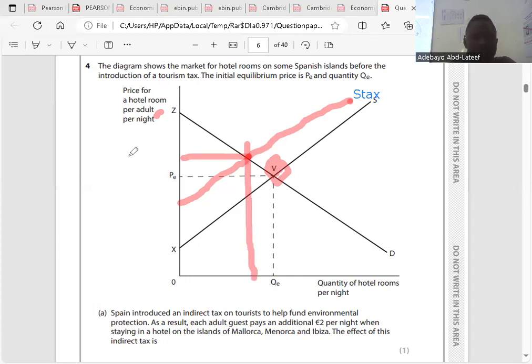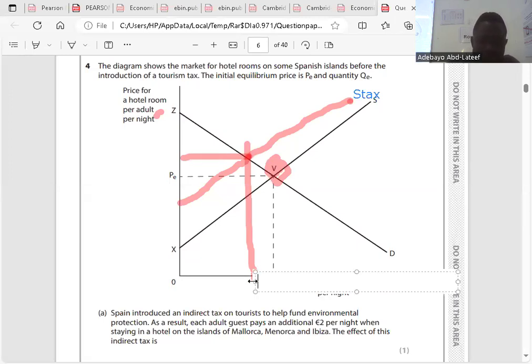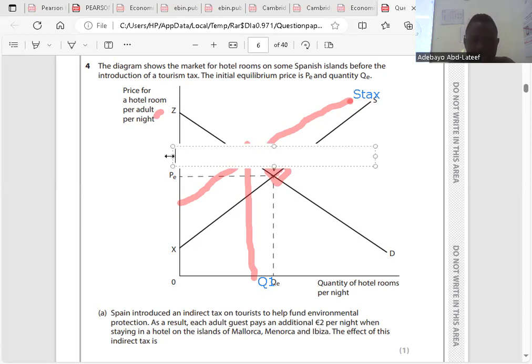So there's going to be a leftward shift in quantity from QE to Q1 as a result of an increase in tax. As a result of that, there's going to be an increase in the price of the product from PE to P1. So we're going to have a new price, from PE to P1. These are our new quantity supplied in the market.